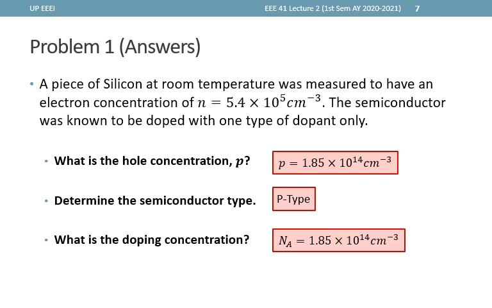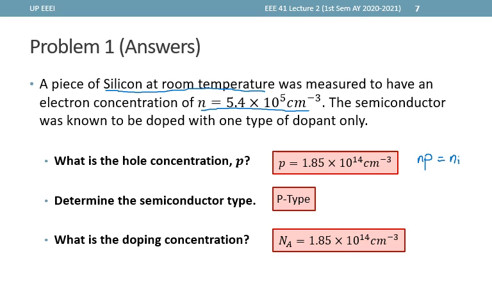So to summarize our answers, for this given, what is the hole concentration p? We were able to solve p is equal to 1.85 times 10 to the 14 per cubic centimeter, and that is from the law of mass action, np is equal to ni squared, which works for materials under thermal equilibrium and not necessarily intrinsic. Here we know that n is equal to 5.4 times 10 to the 5, and we have silicon at room temperature, so we know ni is 10 to the 10, so we can solve for p.